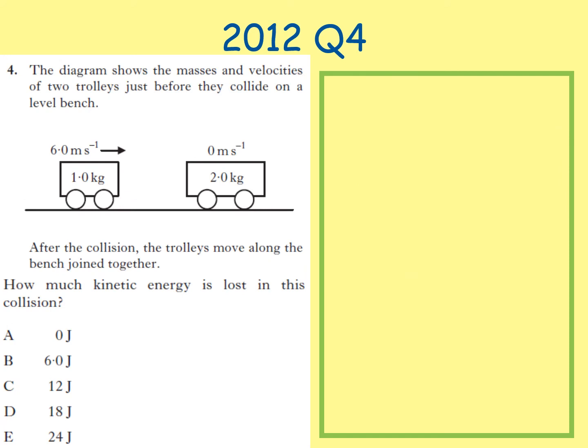This diagram shows the masses and velocities of 2 trolleys just before they collide on a level bench. After the collision, the trolleys move along the bench joined together. How much kinetic energy is lost in this collision? To work this out, we want to calculate the kinetic energy beforehand and the kinetic energy after the collision. But to calculate the kinetic energy after the collision, we need to know the velocity after the collision, so we need to work this out. First, let's draw our diagrams.